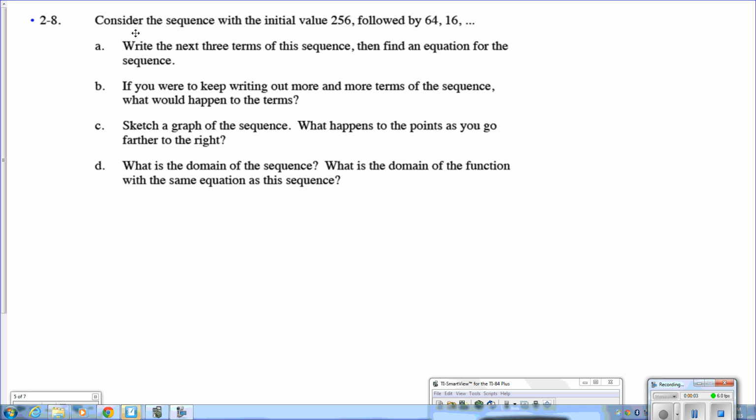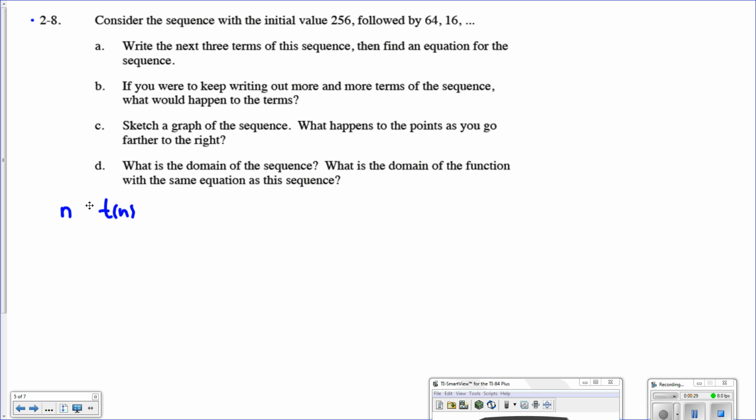Problem 2-8. Consider the sequence with the initial value 256, followed by 64, then 16, and then so on. Write the next three terms of this sequence, then find an equation for the sequence. I'm going to list out my terms here. I'm going to list them in table form, so this will help me later on when I'm trying to write my equation.